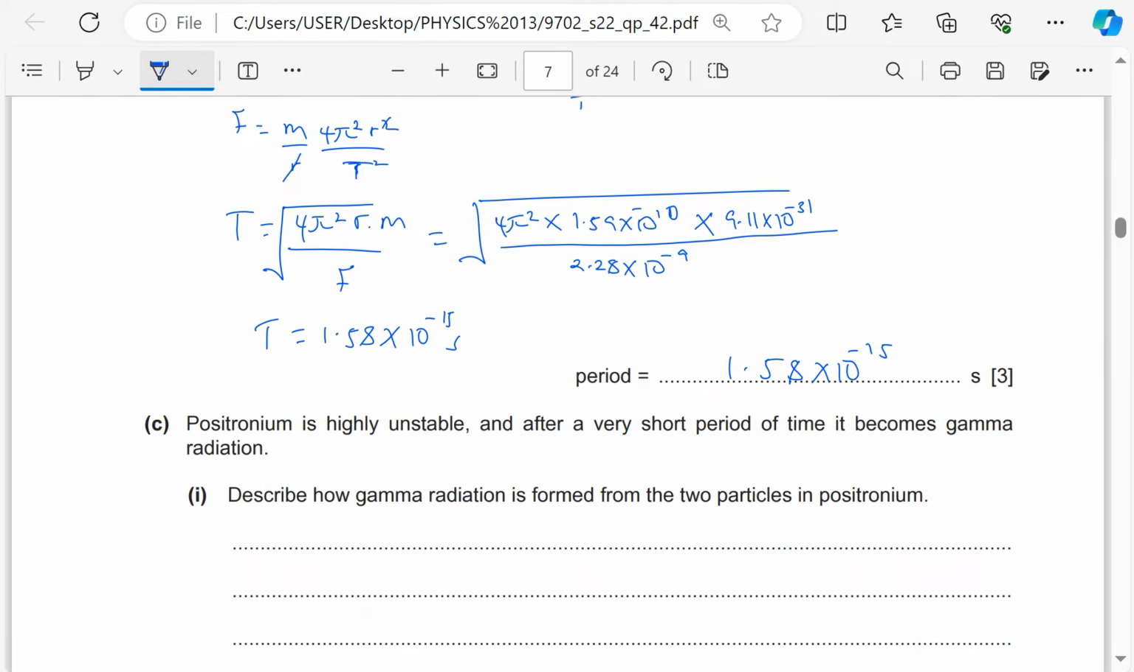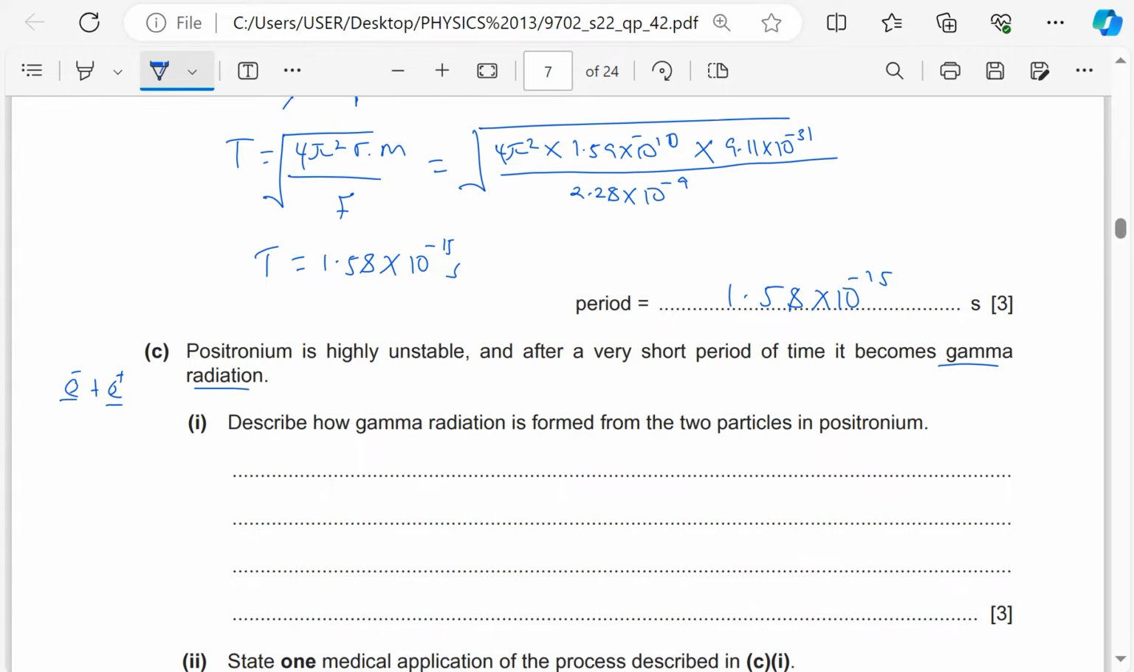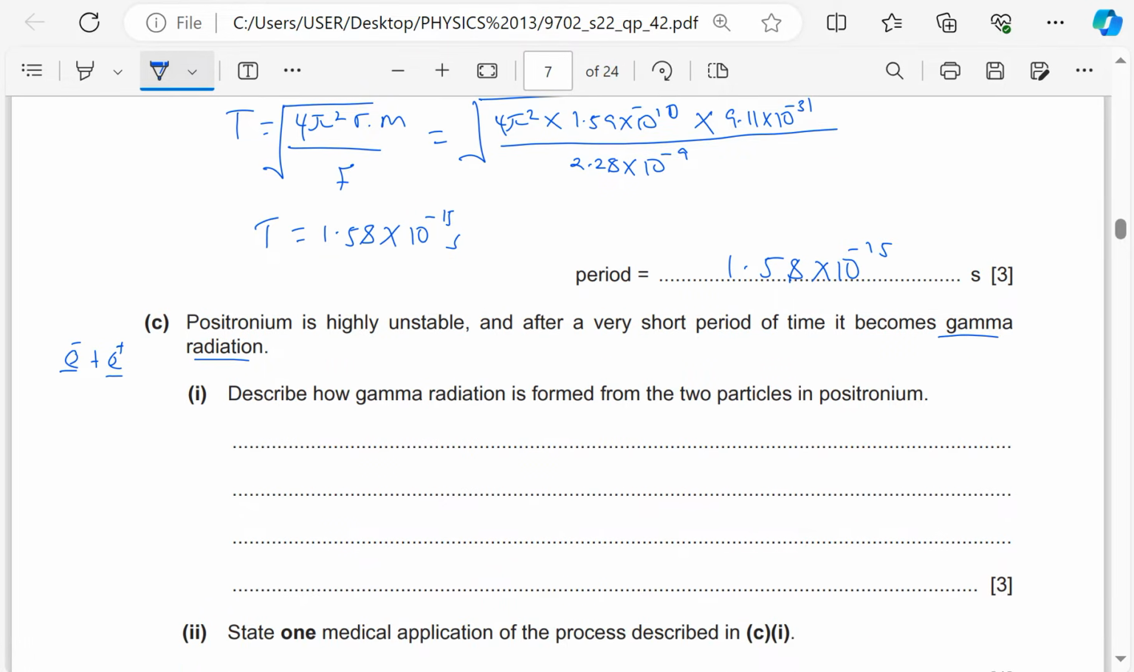Okay, then positronium is highly unstable, and after a very short period of time, it becomes gamma radiation. Describe how gamma radiation is formed from the two particles of positronium. So we have an electron and a positron. So there will be annihilation when an electron meets a positron. The electron is negative, it meets a positron which is positive. Their mass is converted into energy. That's what we call the annihilation process in medical physics under the PET scan. So I'll say positronium interacts with an electron.